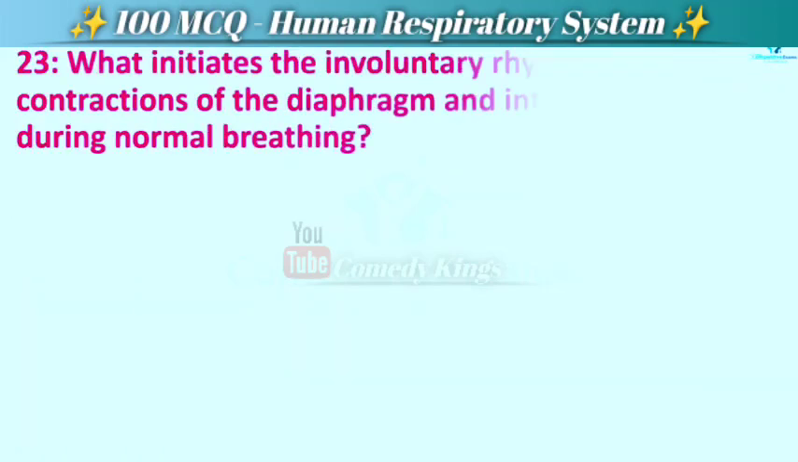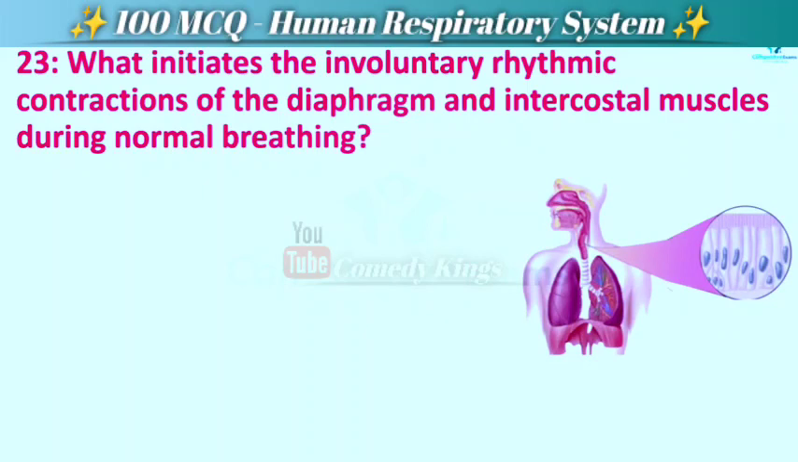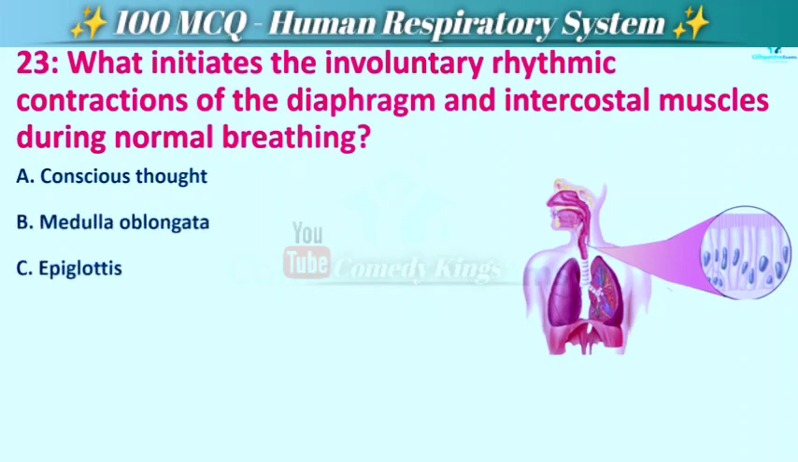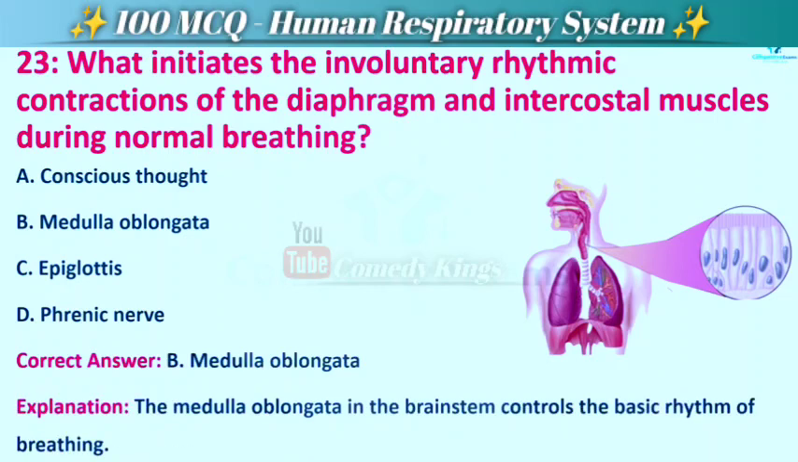Question number 23. What initiates the involuntary rhythmic contraction of the diaphragm and intercostal muscles during normal breathing? Your options are conscious thought, medulla oblongata, epiglottis, or phrenic nerve. The correct answer is B, that is medulla oblongata. The medulla oblongata in the brainstem controls the basic rhythm of breathing.